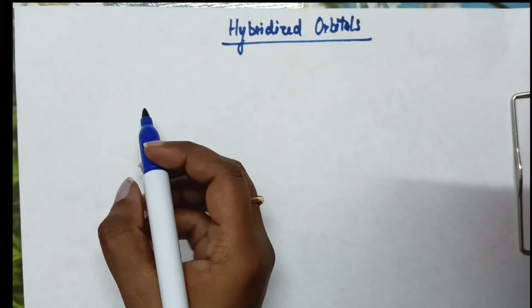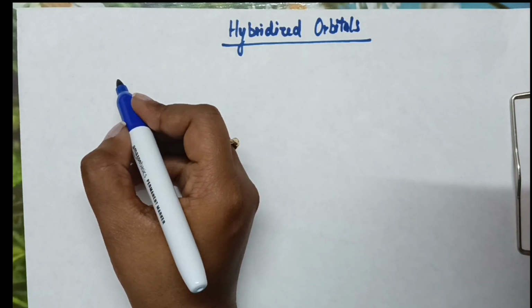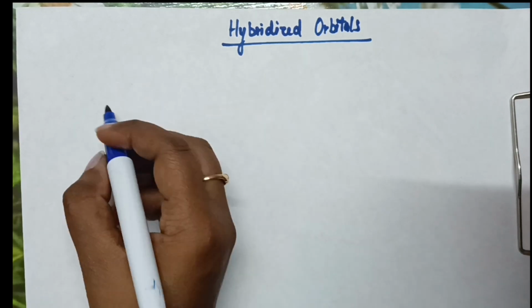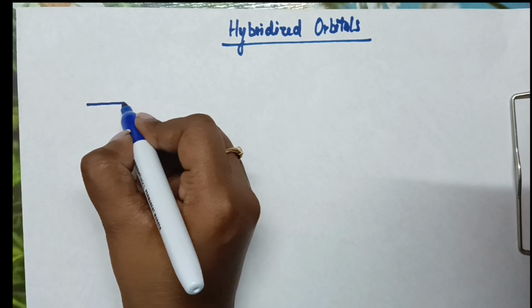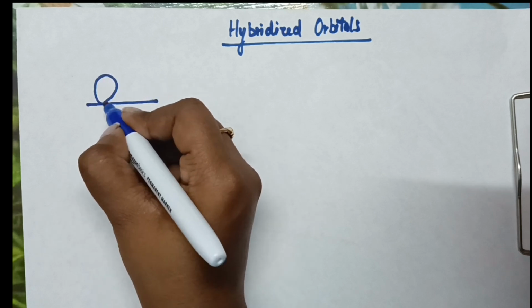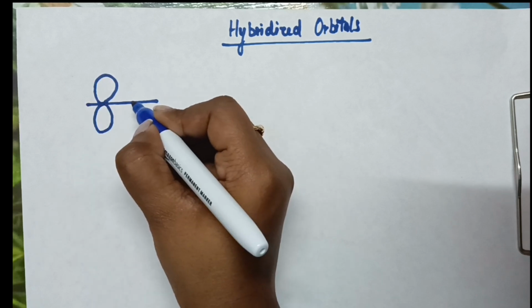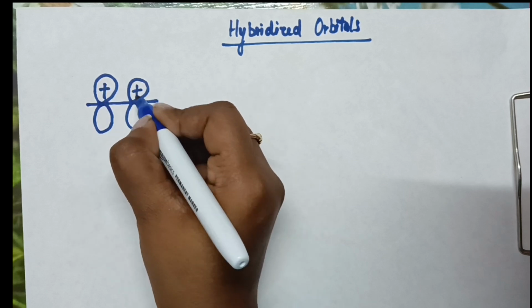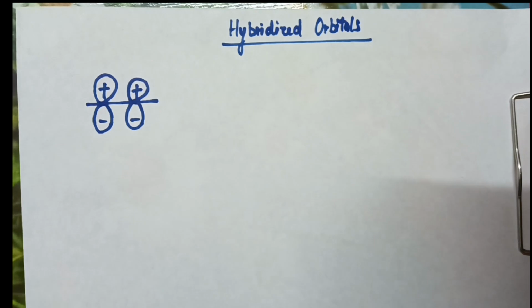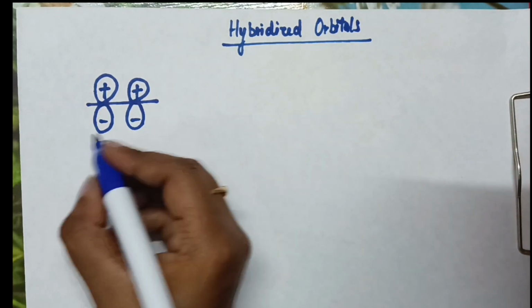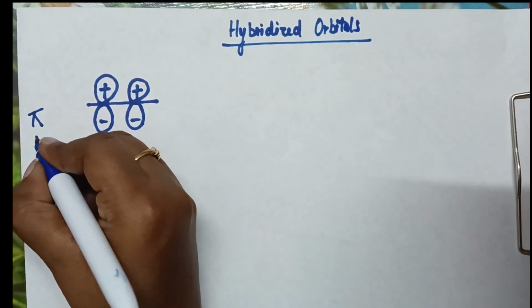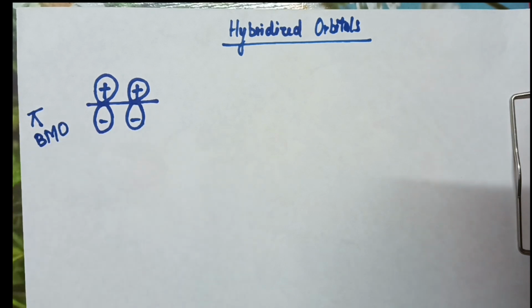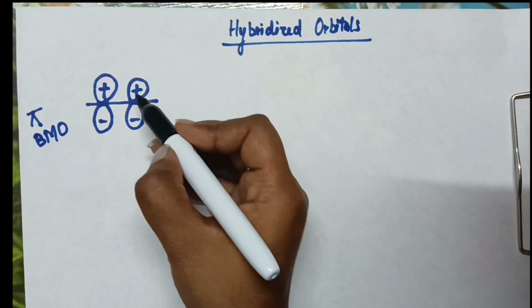So first I will take pi bonding molecular orbital. So it looks like this. Positive, positive and negative, negative. Now this is the pi bonding molecular orbital. Now I want to find out the symmetry. Again, same thing. Take the center.